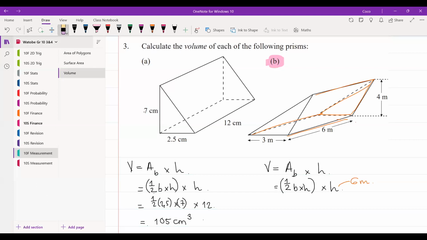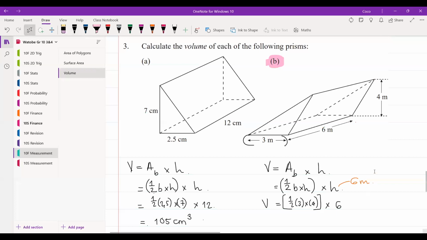Now we can calculate the area of our triangle. I know that my base is going to be 3 meters. What is the perpendicular height of my triangle going to be? 4 meters. Correct. So we're going to do half of 3 times 4. That's for our base. Multiplied by the height of the whole thing, which is 6 meters.